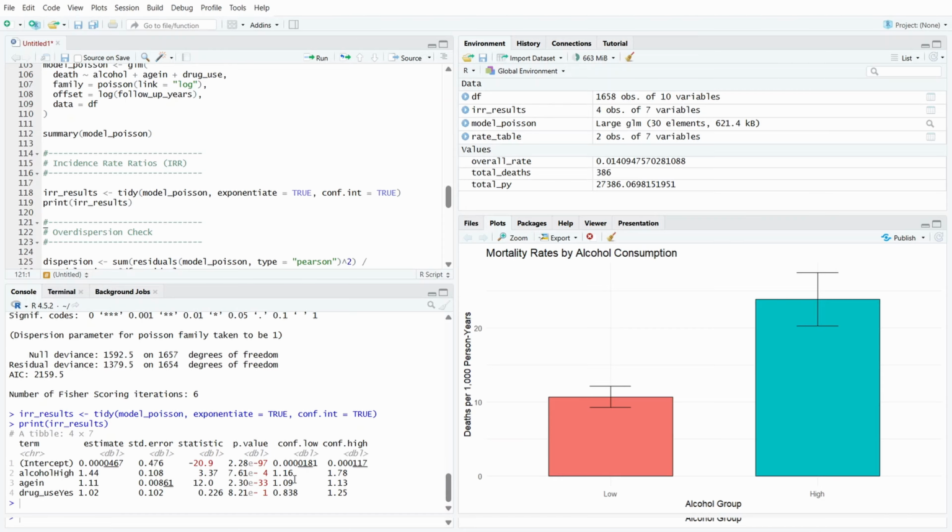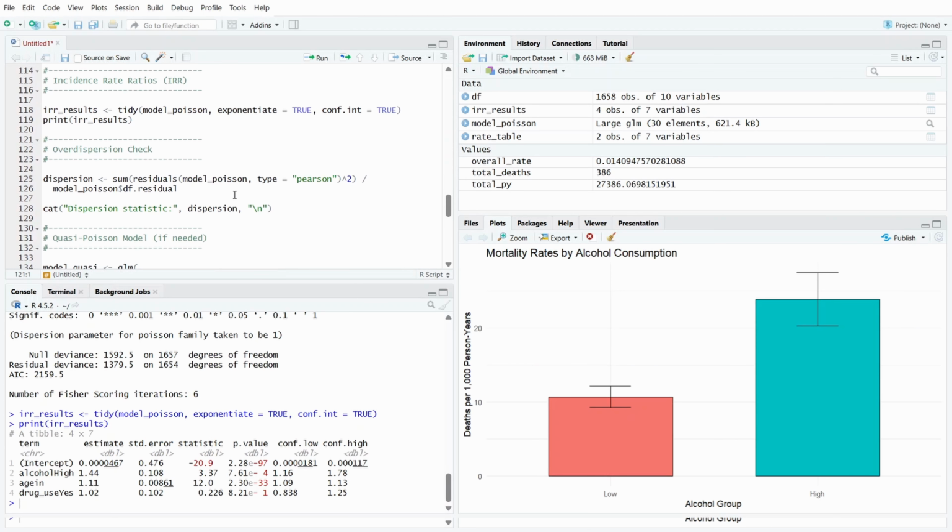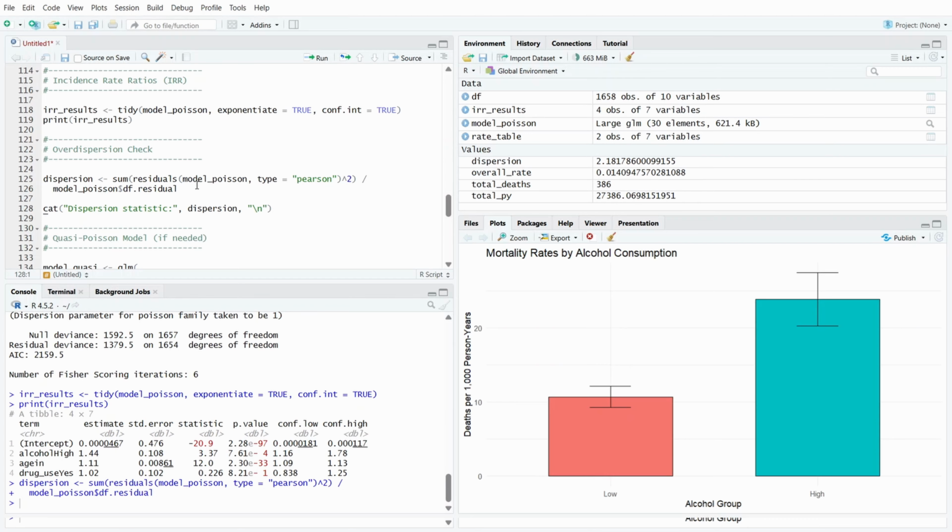Next, we check for over-dispersion. Poisson models assume that the mean equals the variance, but in real-world public health data, variability is often higher. If over-dispersion is present, our standard errors may be underestimated, leading to overly confident conclusions.